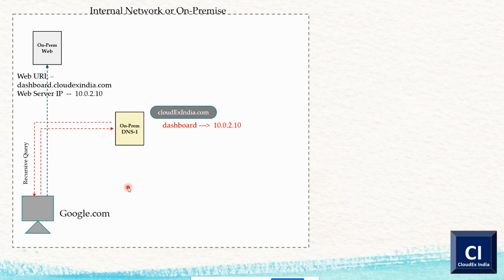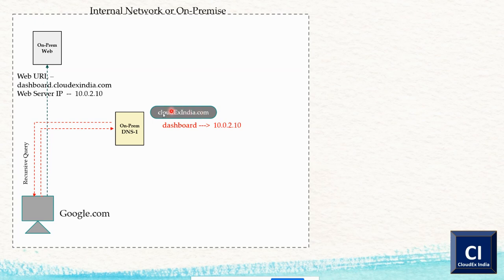Okay, so at this moment the client reaches the DNS server and says, hi, I want to communicate with google.com. So what does this DNS server do? It verifies whether there is any record that exists for google.com or not. So it says, okay, I have a zone cloudxindia.com. I don't own google.com.